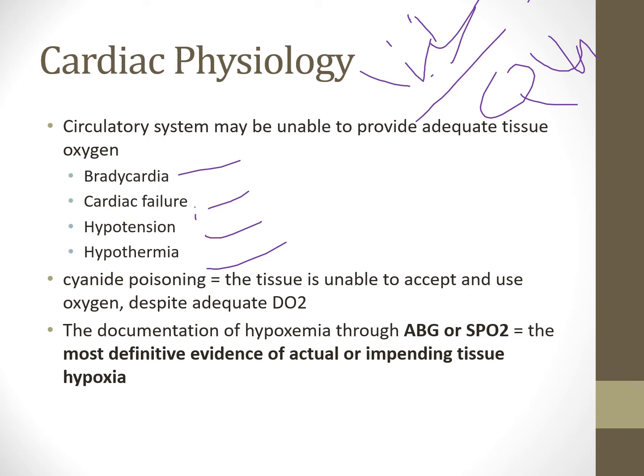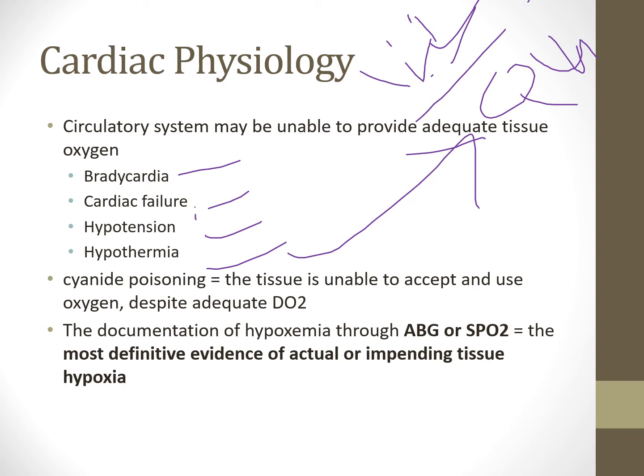So is there hypoxemia secondary to a perfusion issue, or is it secondary to a ventilation issue? If it's secondary to ventilation, then fix the ventilation. If it's secondary to this perfusion thing, well, fix perfusion. Cyanide poisoning is something you have to be careful of. We're not talking about newborns just out of the birthing process. We're talking about a little bit older infants here, but cyanide poisoning usually means the tissue is unable to accept and use oxygen despite how much you're getting there.